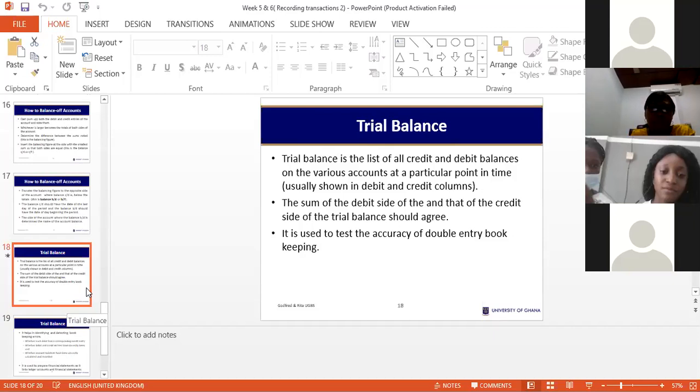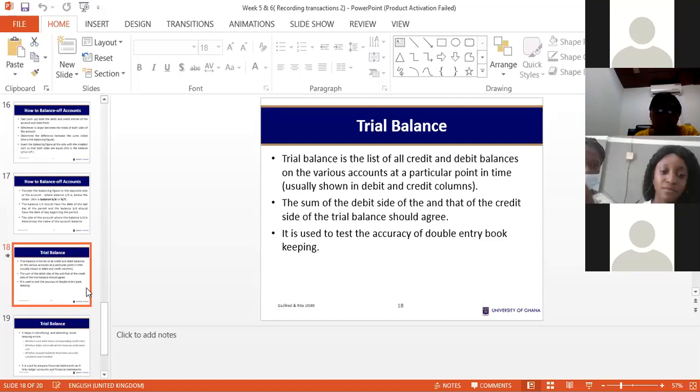Now from these balances, we can draw up a list of all credit and debit balances on the various accounts, okay, within the ledgers at a point in time. And this is known as the trial balance. Now, if every entry has gone on well, you would realize that your trial balance, the debit and the credit side, should agree. Immediately it is not agreeing, it means one of your double entries didn't go well.